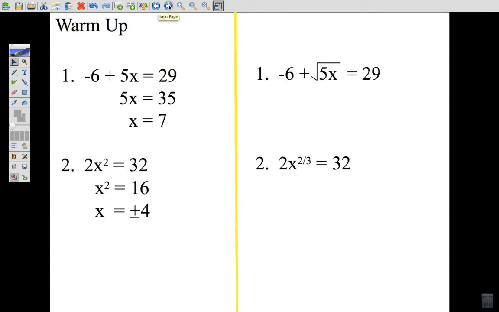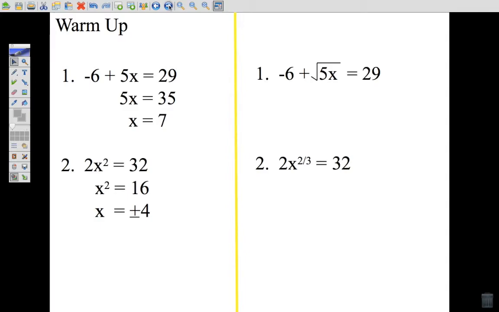So hopefully your equations look something like this. Number 1, you subtracted 6 from both sides, then you divided both sides by 5. Number 2, first you divided by 2. You're trying to isolate the variable. Then you ask yourself what's happening to your variable? Well, it's being squared, so the opposite of squaring is square rooting. Don't forget here that exponent of a 2 indicates that you have two answers, positive 4 and negative 4.